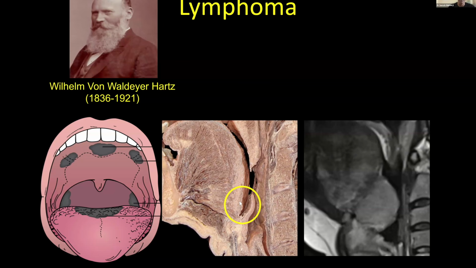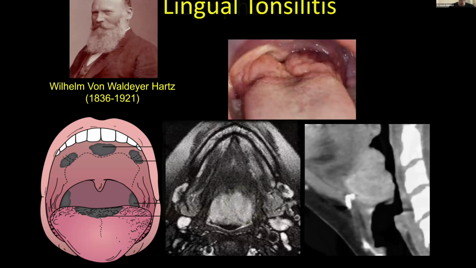So as the result that there's lymphoid tissue that's located behind the tongue base and kind of situated right here in the vallecula, the second most common tumor to involve the tongue base is going to be lymphoma. And this is just a T1 weighted image with MR with contrast, demonstrating this nice little lymphoma right here that's tucked into the vallecula.